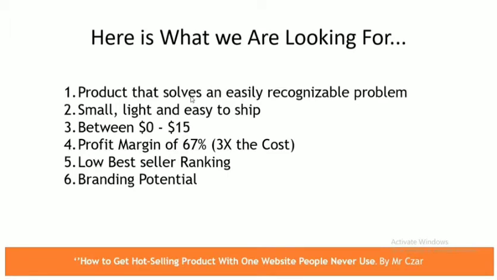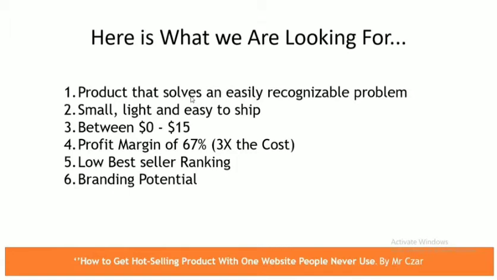Number one is we're going to make sure that the product that we are going to find has an easily recognizable problem that it solves. That is, it is a particular product that people look at and instantly know what it is for. All right, which means that with just one video, our audience will be able to tell exactly what that particular product is used for.